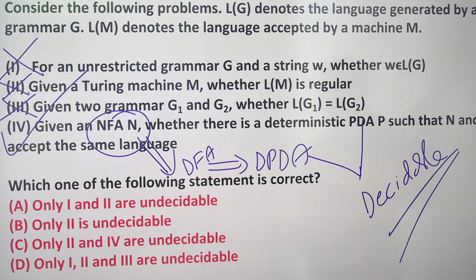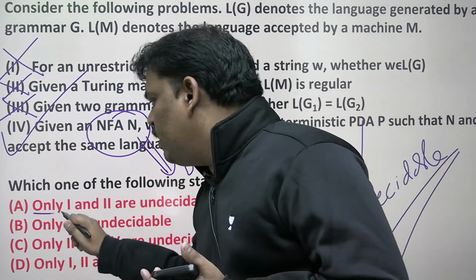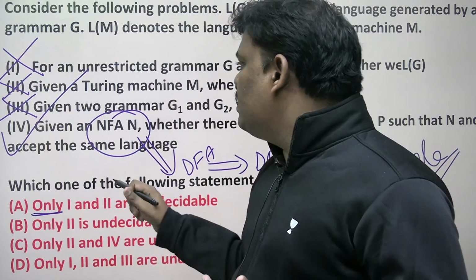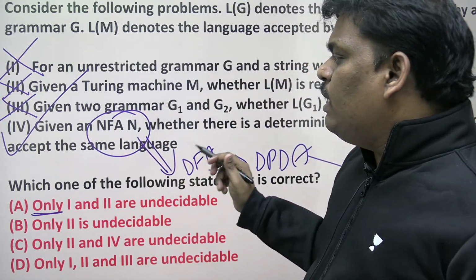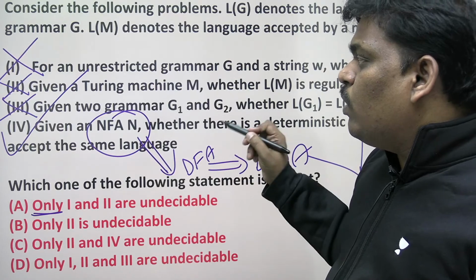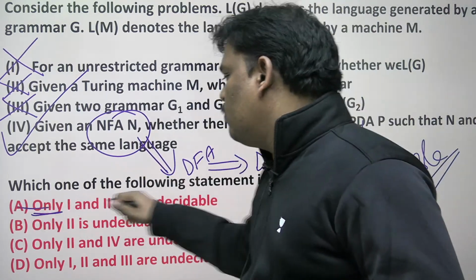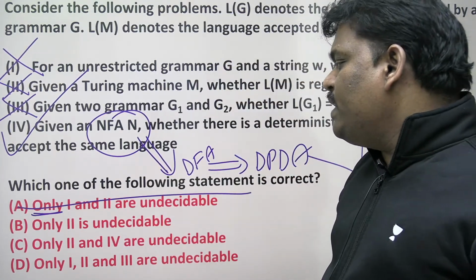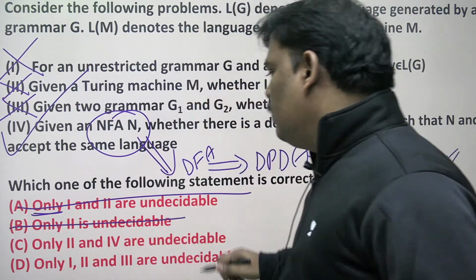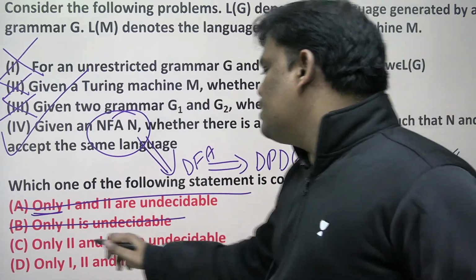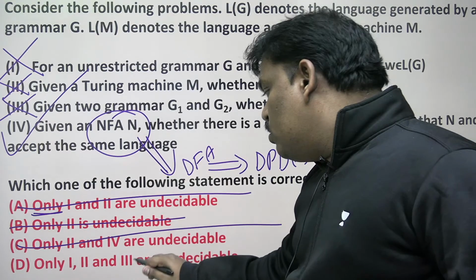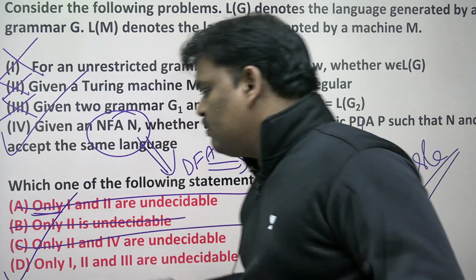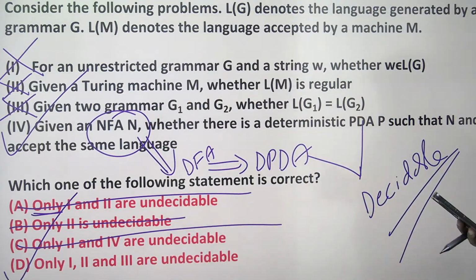Which one of the following statements is correct? What is the answer? So 1 is undecidable. Only 1 and 2 are undecidable? No. 1, 2, 3 are undecidable? So wrong. Only 2 is undecidable? No. Only 2, 4 are undecidable? No. Only 1, 2, 3 are undecidable? Yes. Answer is D.